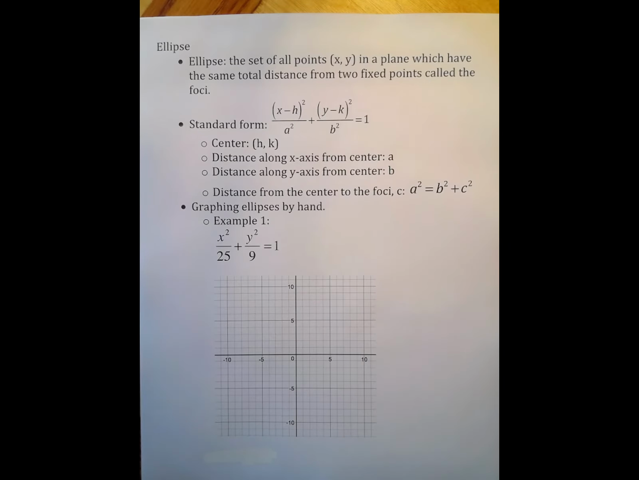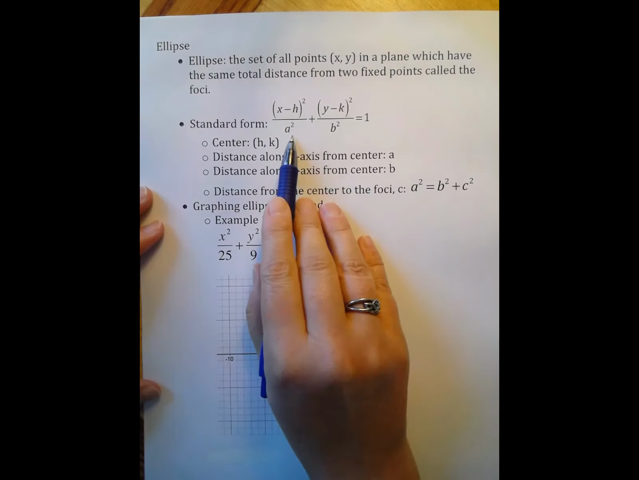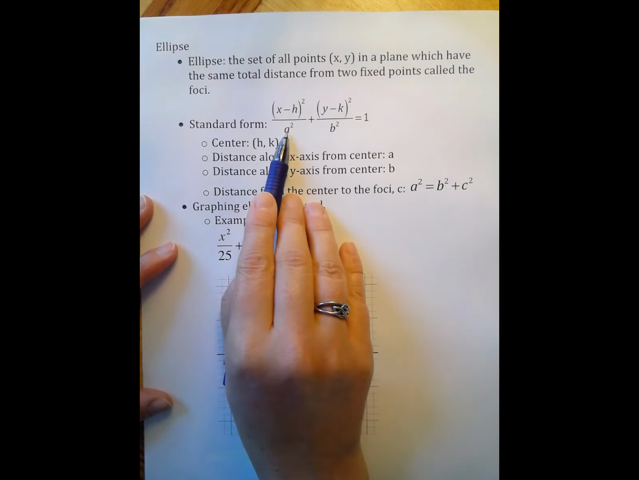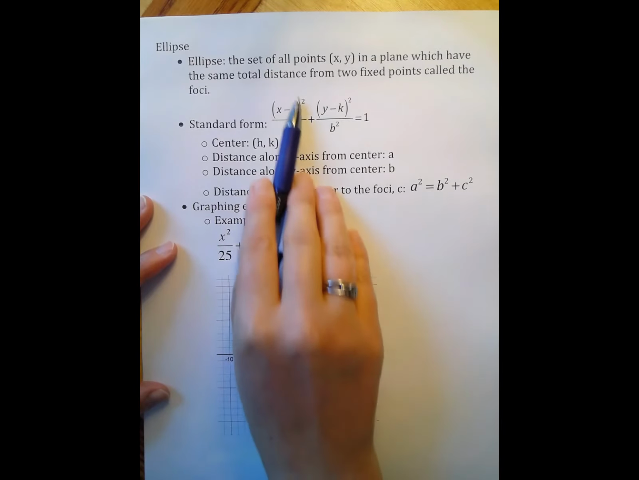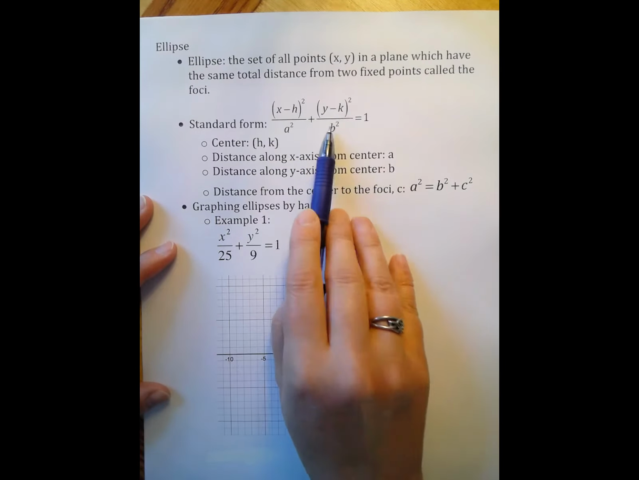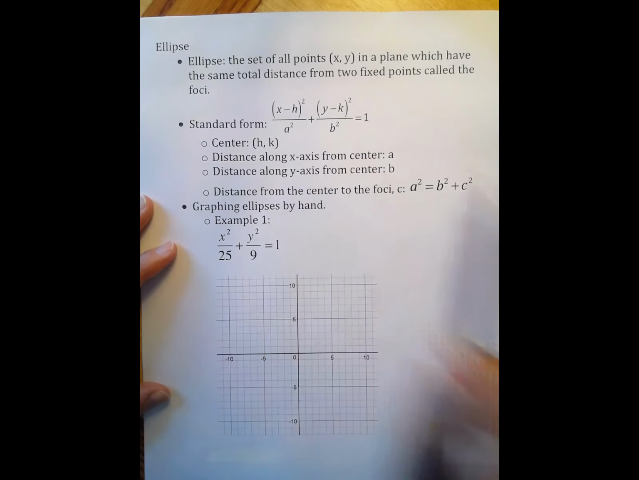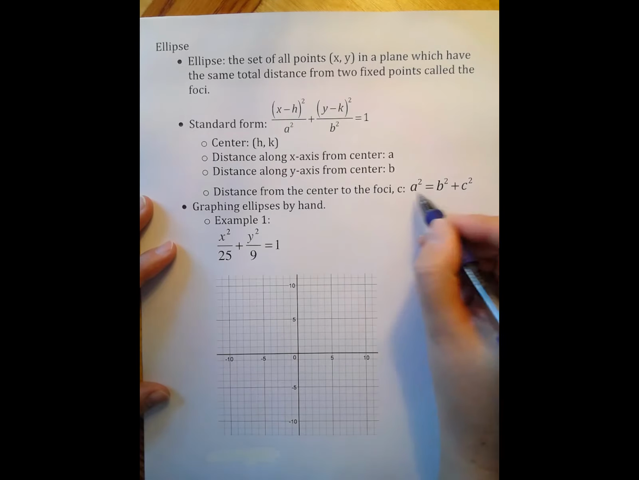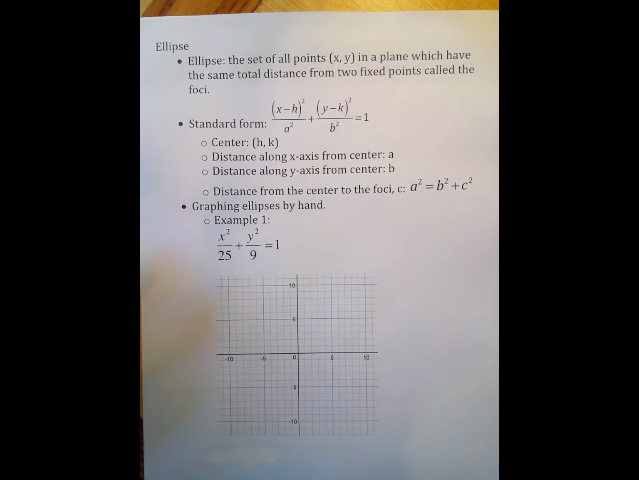So in standard form, we have a number of pieces of information given for graphing an ellipse. We have the center, and then we have the distance along the x-axis and the y-axis, and we also can find the foci from that. I'll note here, up here I have the a squared and the b squared. The a squared simply is associated in this case with the x value, and the b squared is associated with the y value.